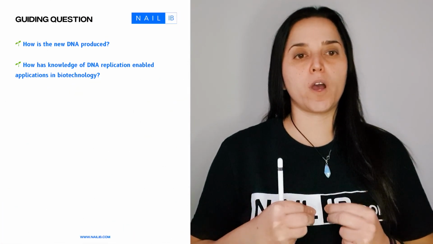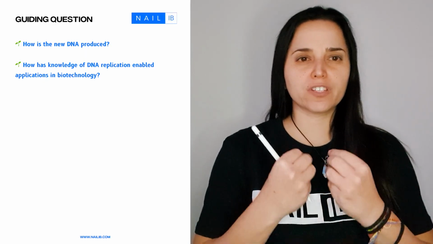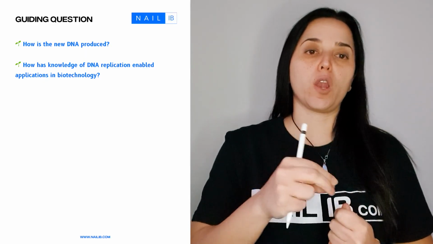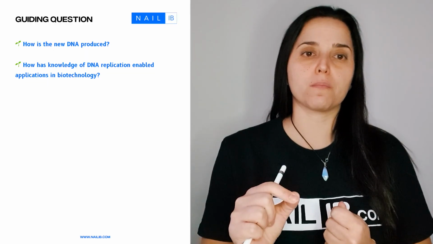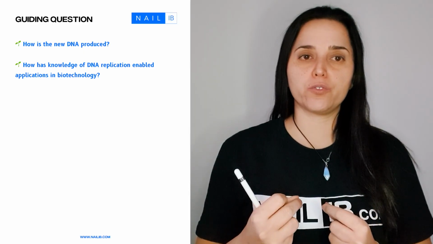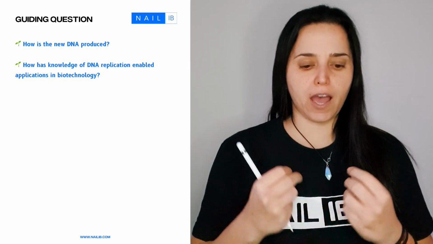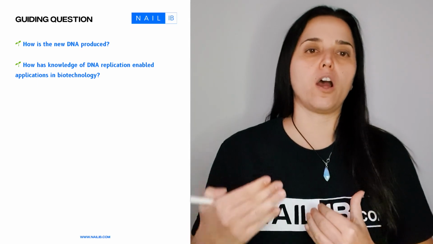We are here on D1.1 DNA Replication Part 1. Here are the two guiding questions that you must keep in your mind as we go along with information, knowing these two questions and being able to answer them fully. The first one is, how is the new DNA produced? And the second question is, how has knowledge of DNA replication enabled applications in biotechnology?